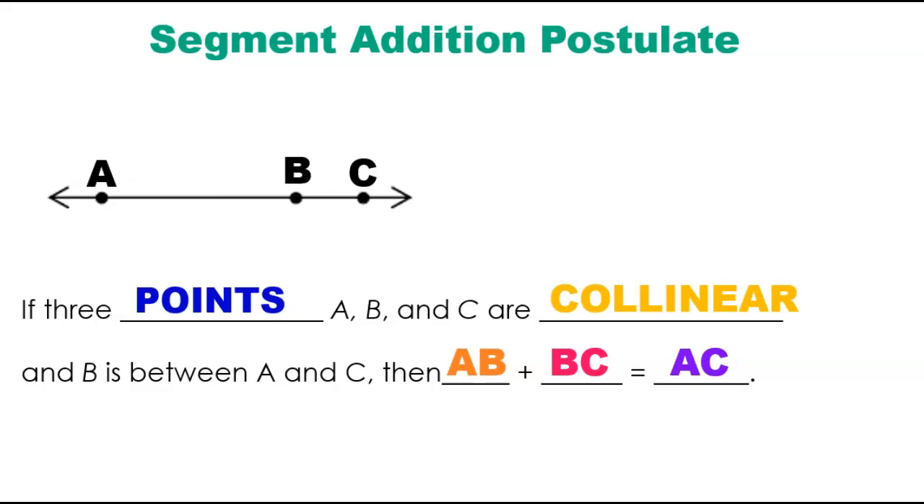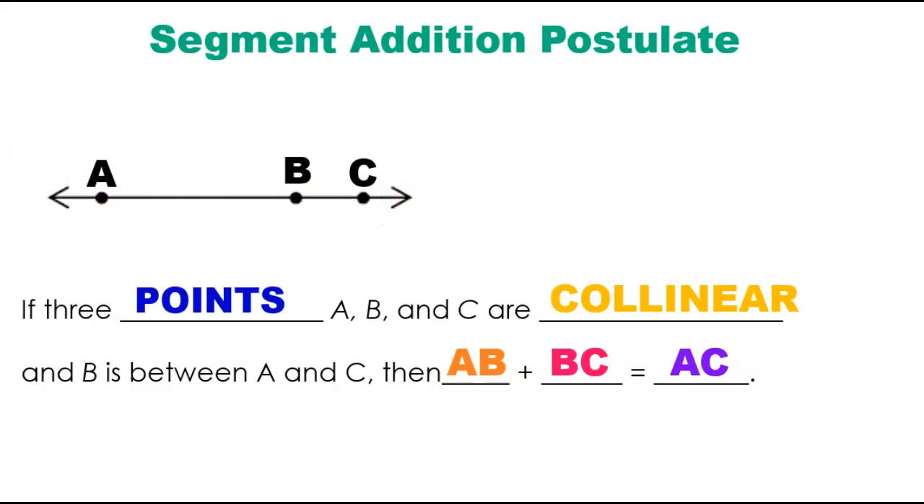You're going to notice this a lot with geometry, that the concepts are really easy, but the names give us more stress than the actual information. So if you really want to sound smart in front of your friends or your family and say, oh yes, today in geometry, we learned about the segment addition postulate, you don't have to tell them that this guy is so easy. It just says if 3 points, A, B, and C, are collinear, and B is between A and C, then AB plus BC equals AC.